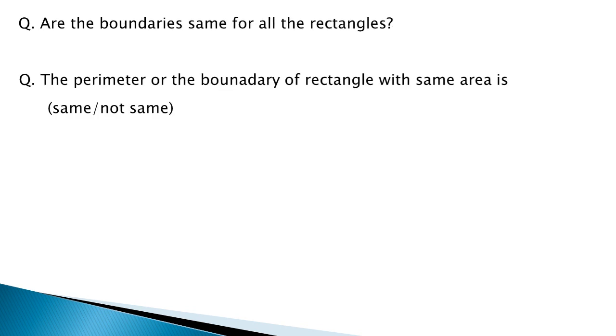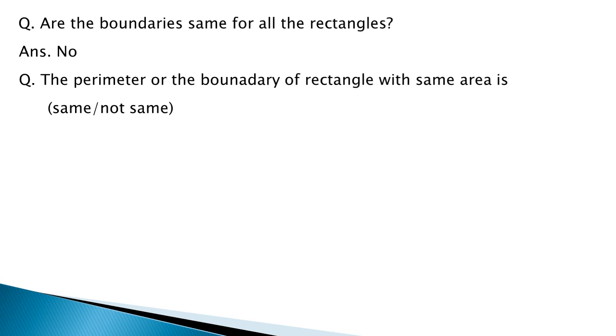Yes, so here is a question for you. Are the boundaries the same for all the rectangles? Now boundaries means perimeter. They are asking whether we got the perimeter the same for all the rectangles. So the answer is no. We got the area the same for all the rectangles, but the perimeter we got different.